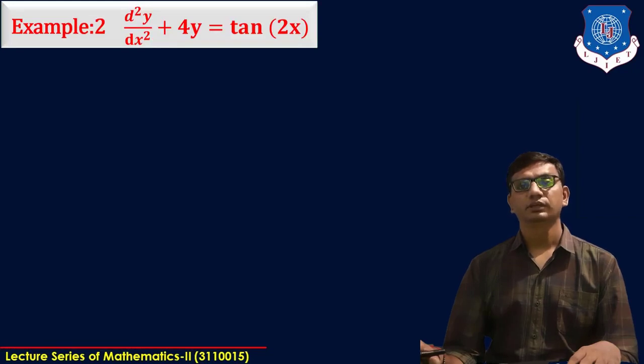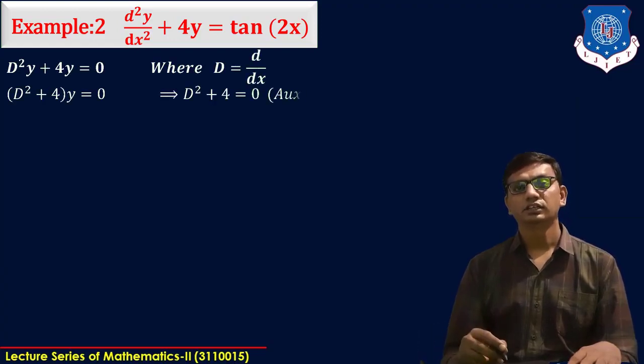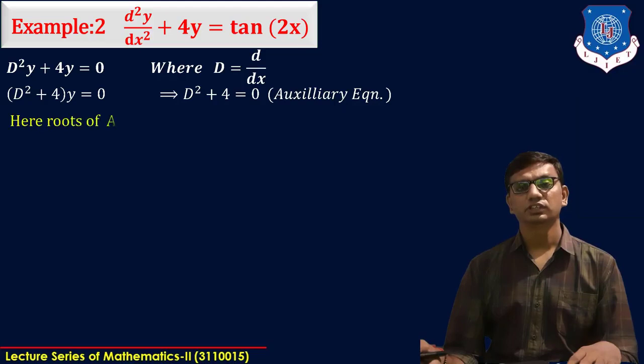Here our example is d square y by dx square plus 4y equal to tan 2x. First of all, we convert it into the homogeneous differential equation, that means d square y plus 4y equal to 0, where D is the differential operator d by dx, and our auxiliary equation is D square plus 4 equal to 0. Now after solving this equation, we get the auxiliary roots, which are D equal to plus or minus 2i.